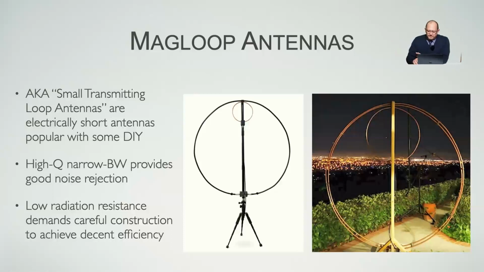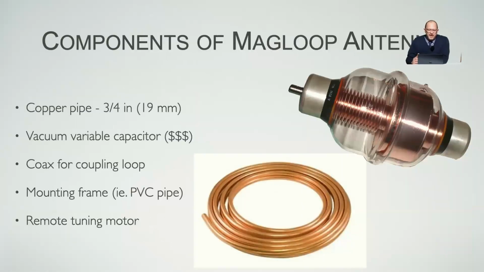So the components of a mag loop would typically be some copper pipe. Most expensive piece will be a vacuum variable capacitor. If you want to transmit with any significant power, you're going to have something like this, and they're usually going to be a few $100s. And then a few inconsequential items like your coax, mounting frame, and potentially a remote tuning motor, because they're very sensitive to their environment when they're built. So tuning them by hand isn't really practical. You really have to do that remotely.